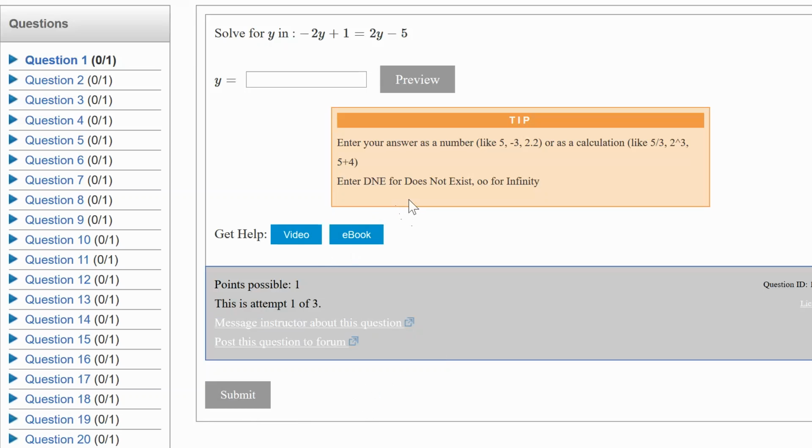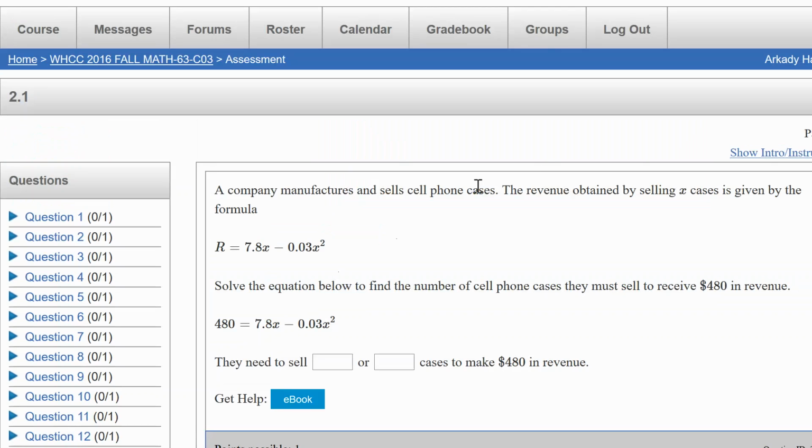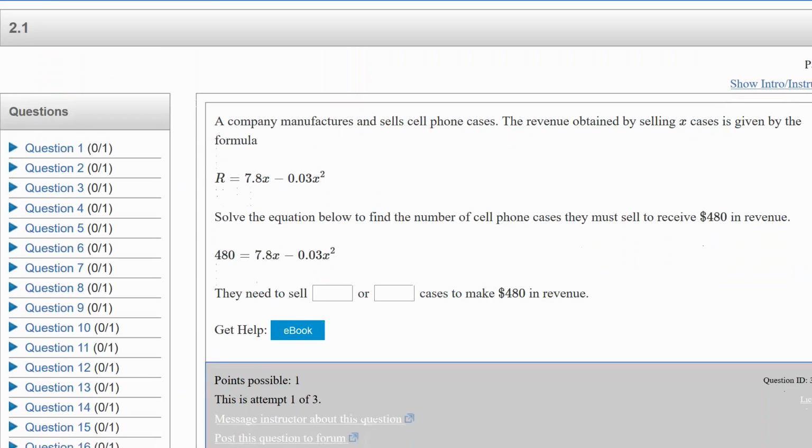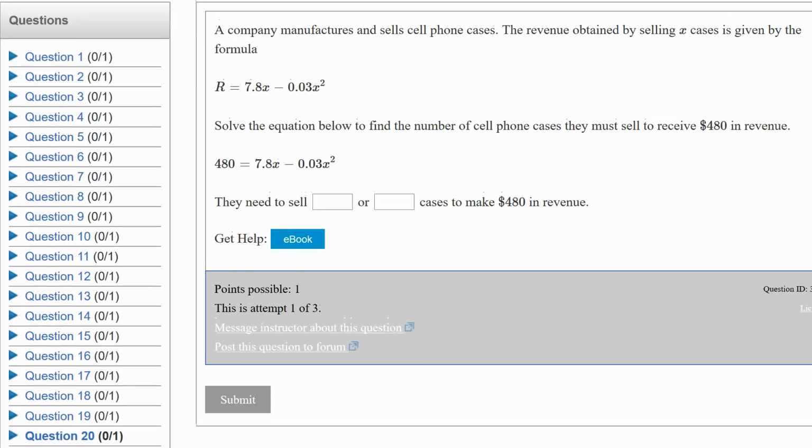All right, and let me go on with, let's see, 2.1, number 20. There's a problem that came up as well. So let me go to number 20. 2.1, number 20, and it is a word problem here. Let's see all of it here.